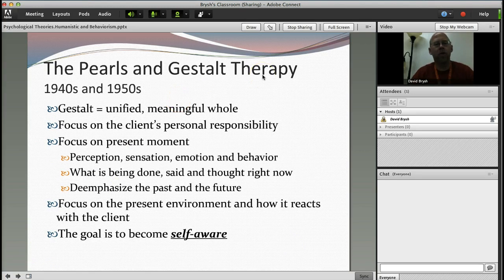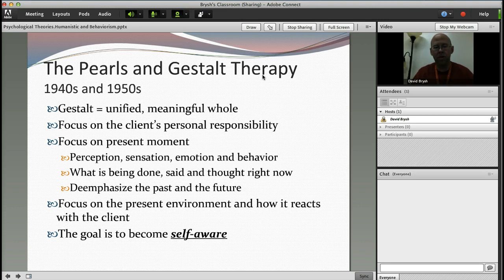So, now Fritz and Laura Perls, right? They came up with Gestalt therapy. I can't even say it. Gestalt therapy, another German word for it. And they were working in the 40s and the 50s. So right after World War II was over with, they went to South Africa, and eventually they came to America. And Gestalt is a German word that means unified or whole. And so that's where the idea of treating the whole person comes from.